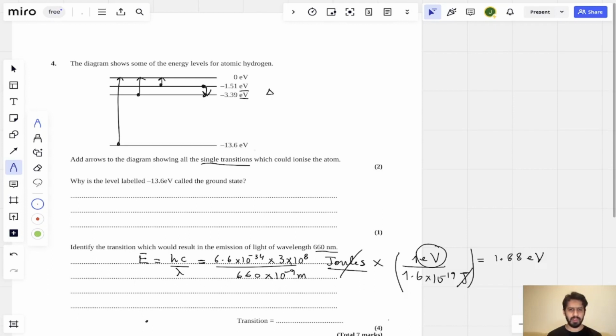I'll also solve it here. So the difference in energy levels will be energy of the final level minus energy of the initial level. Since the electron is de-exciting, the final level will be negative 3.39, and then we have to subtract from it the energy of the initial level, which is negative 1.51 electron volts. And you will see that the answer is 1.88 electron volts.